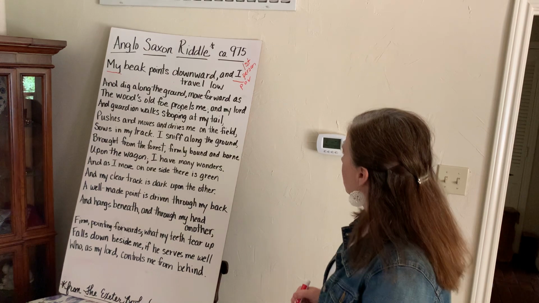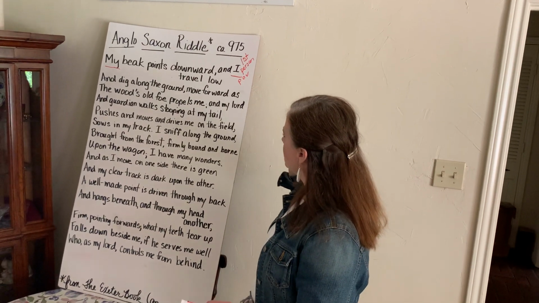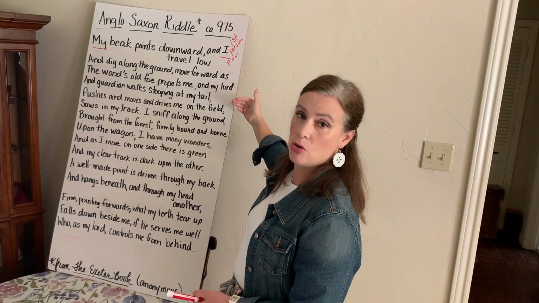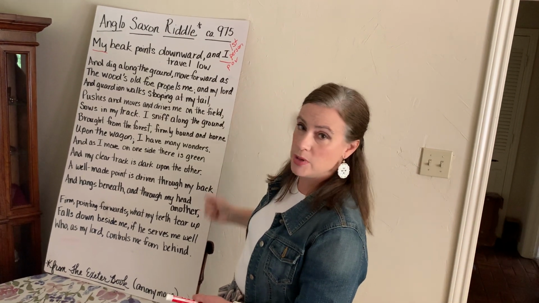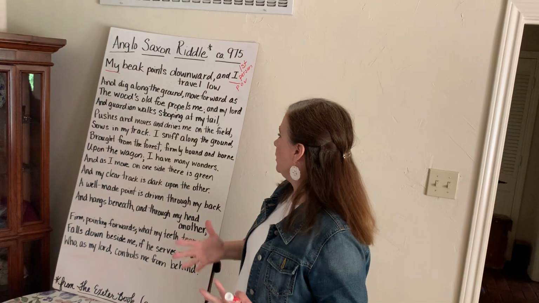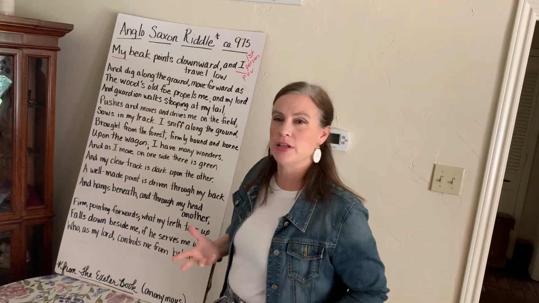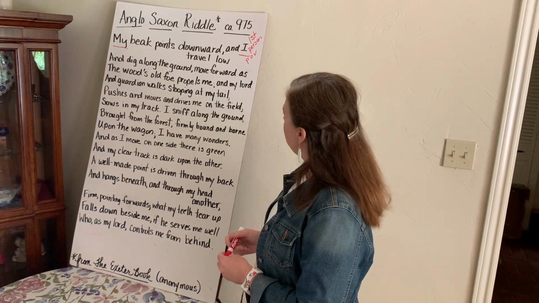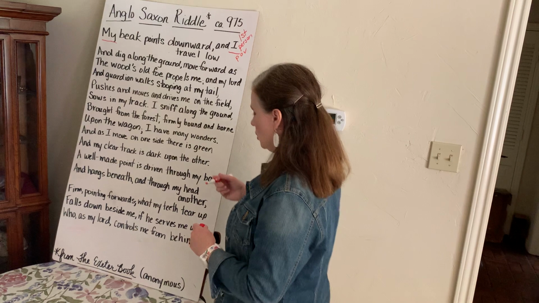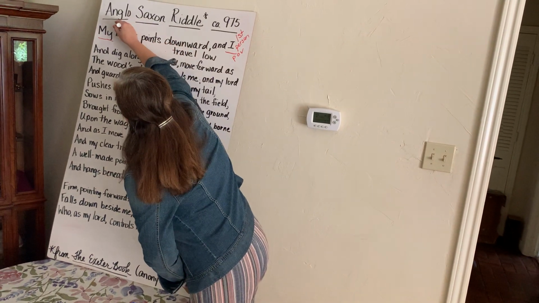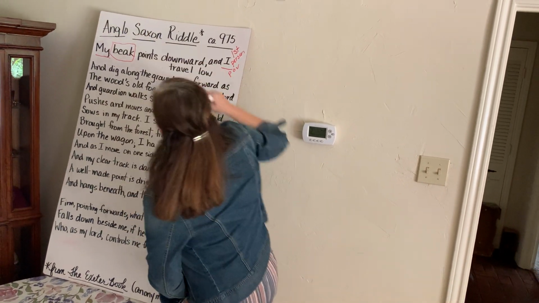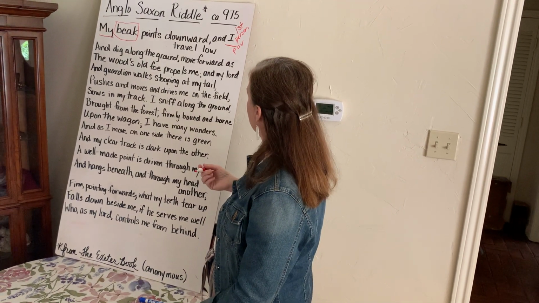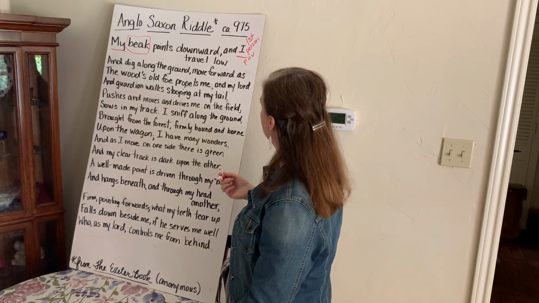Now I'm going to move forward just like the plow is and look to see if there's any imagery or symbols. So are there comparisons being made or kind of pictures that the writer is pulling up into my mind as I read? "My beak." Who usually has a beak? Usually a bird, right? Or an animal of some sort. "My beak points downward and I travel low."